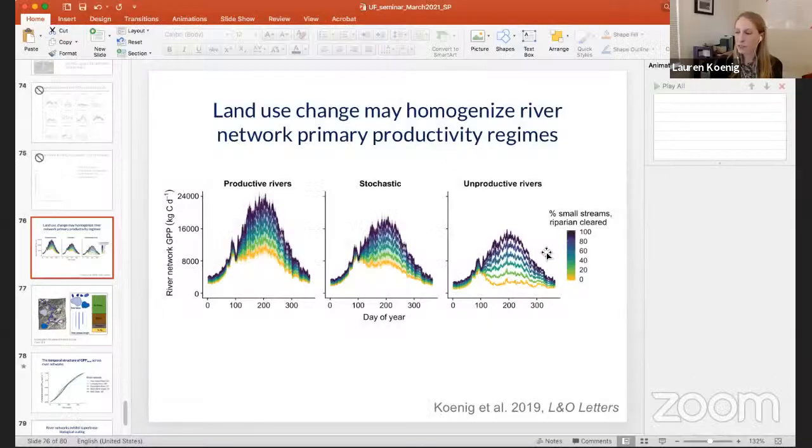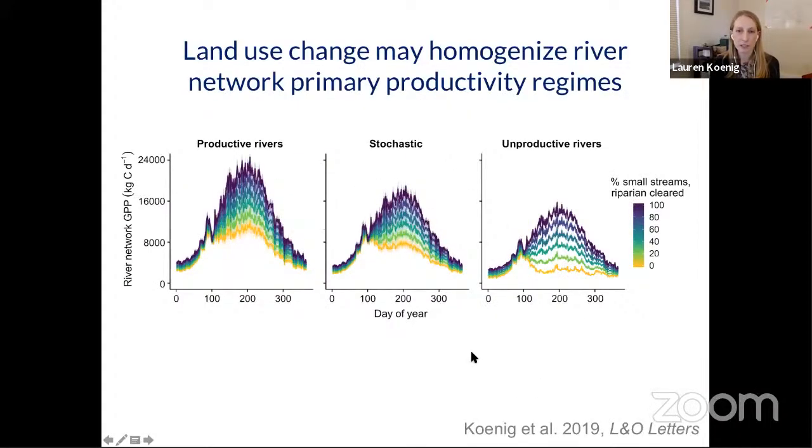So with the statistical river networks, we actually did carry out an analysis where we basically modified the productivity regime. We assumed that if a watershed is urbanized, there would be some removal of riparian canopy cover and that more streams would adopt this kind of summer productivity dynamic.